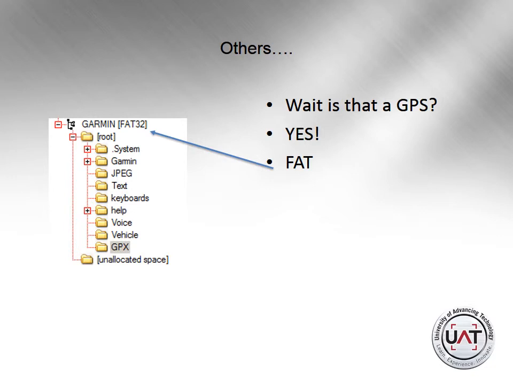Well, look at this. Hey, a GPS using a FAT32 file system. A Garmin GPS uses a FAT32 file architecture. So you know that you can find these things in just about any device out there, and you have to be prepared. So, hey, I understand FAT, I understand FAT32, I can examine this.